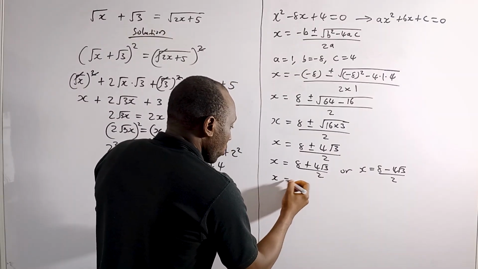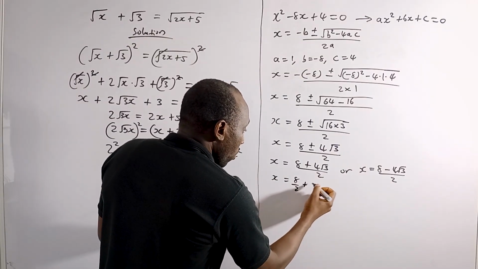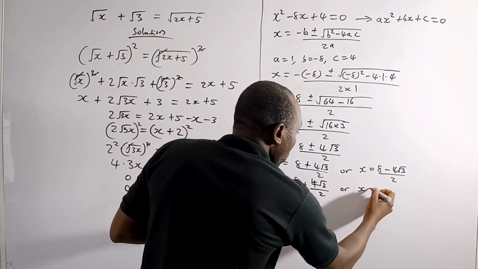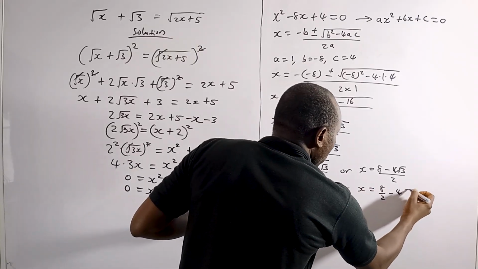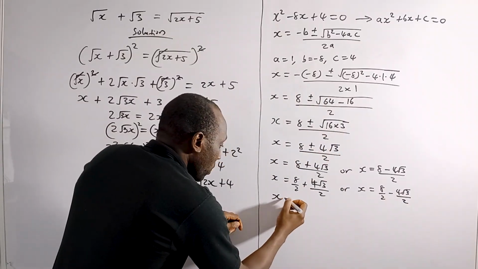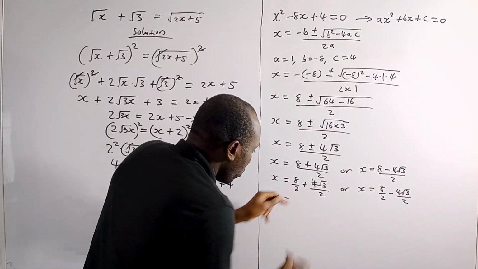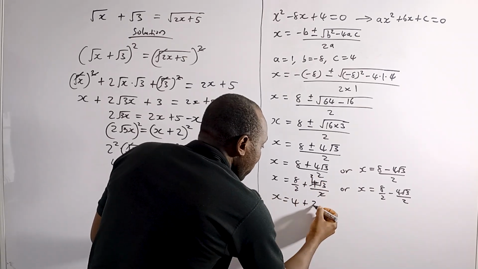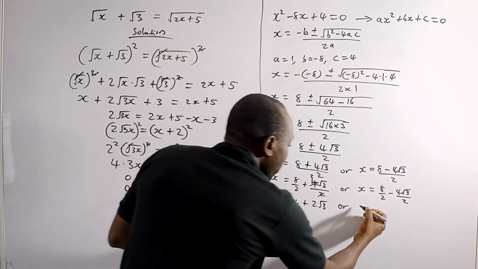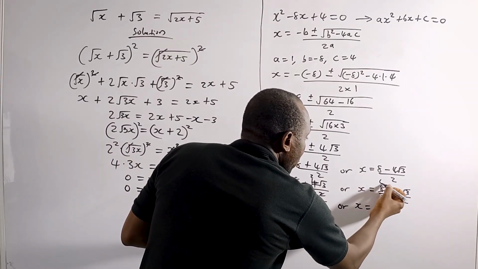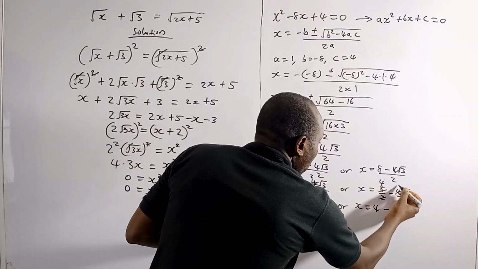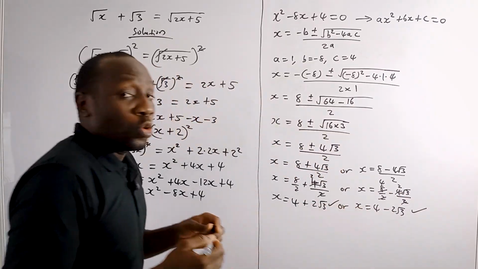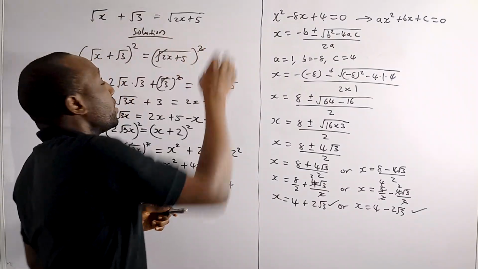Now we can rewrite this as x is equal to 8 over 2 plus 4 root 3 over 2, or x is equal to 8 over 2 minus 4 root 3 over 2. So x is equal to 4, 8 over 2 is what? 4, plus 2 into 4 is 2, so you have 2 root 3. What about this? Do the same thing here. X is equal to what? 4, and 2 into 4 is 2, that's 2 root 3. So what we have here and this are the two values that will satisfy this equation.